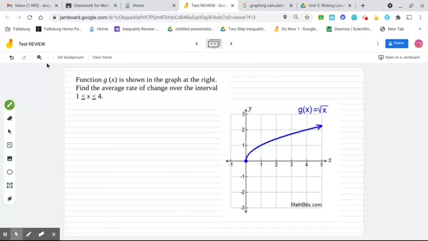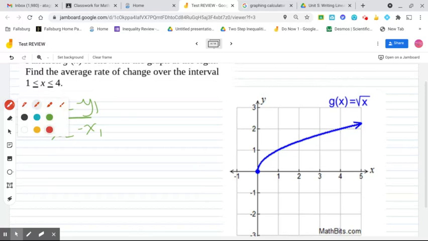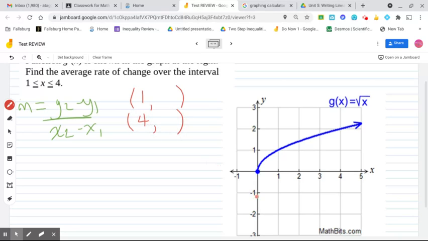Next, we have function g of x is showing in the graph at the right. Find the average rate of change over the interval when x is from 1 to 4. So the average rate of change is our slope again. So let me just zoom in a little bit. We really have y2 minus y1 over x2 minus x1. So how we find the average rate of change is when we have our x to be 1, we want to know what our y value is. Same thing when our x is 4, what is our y value?